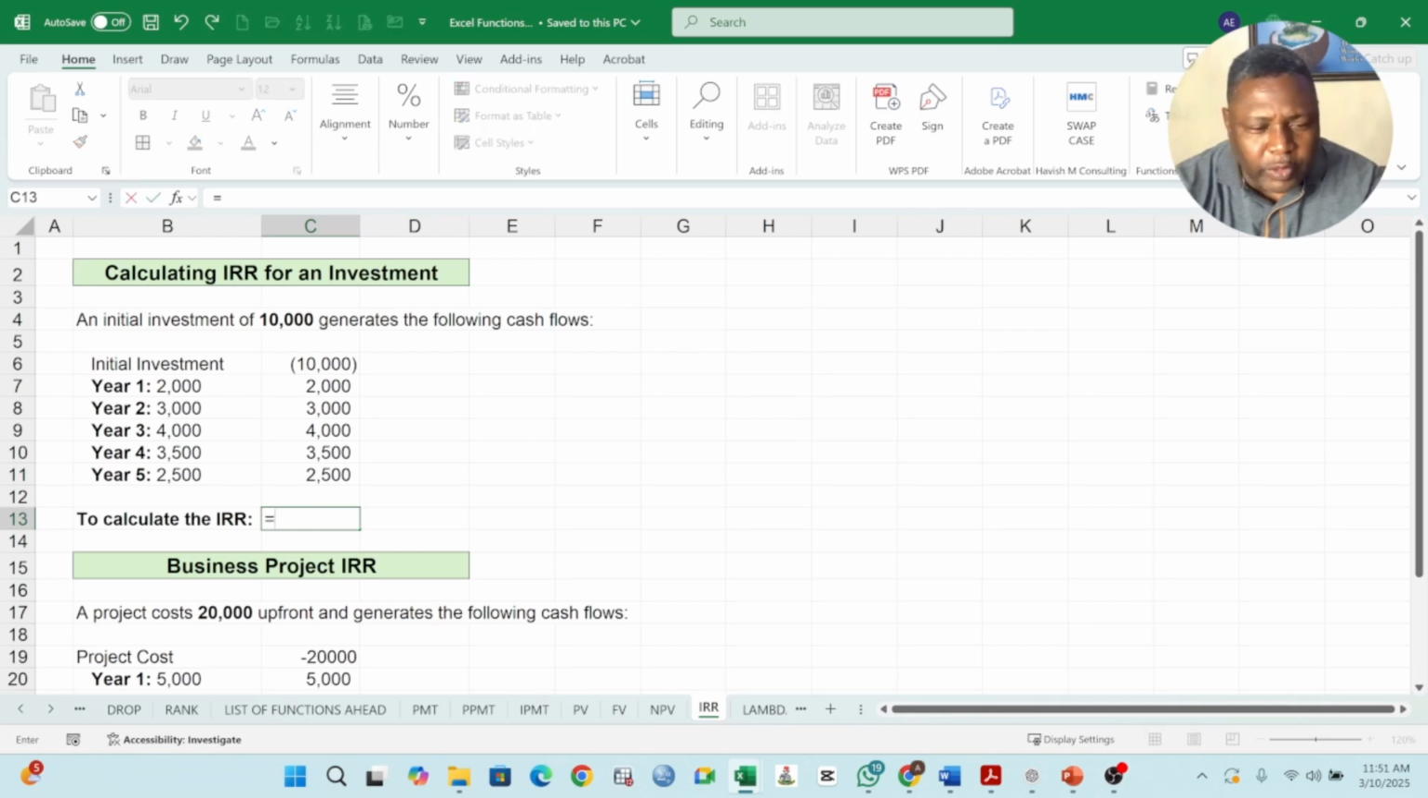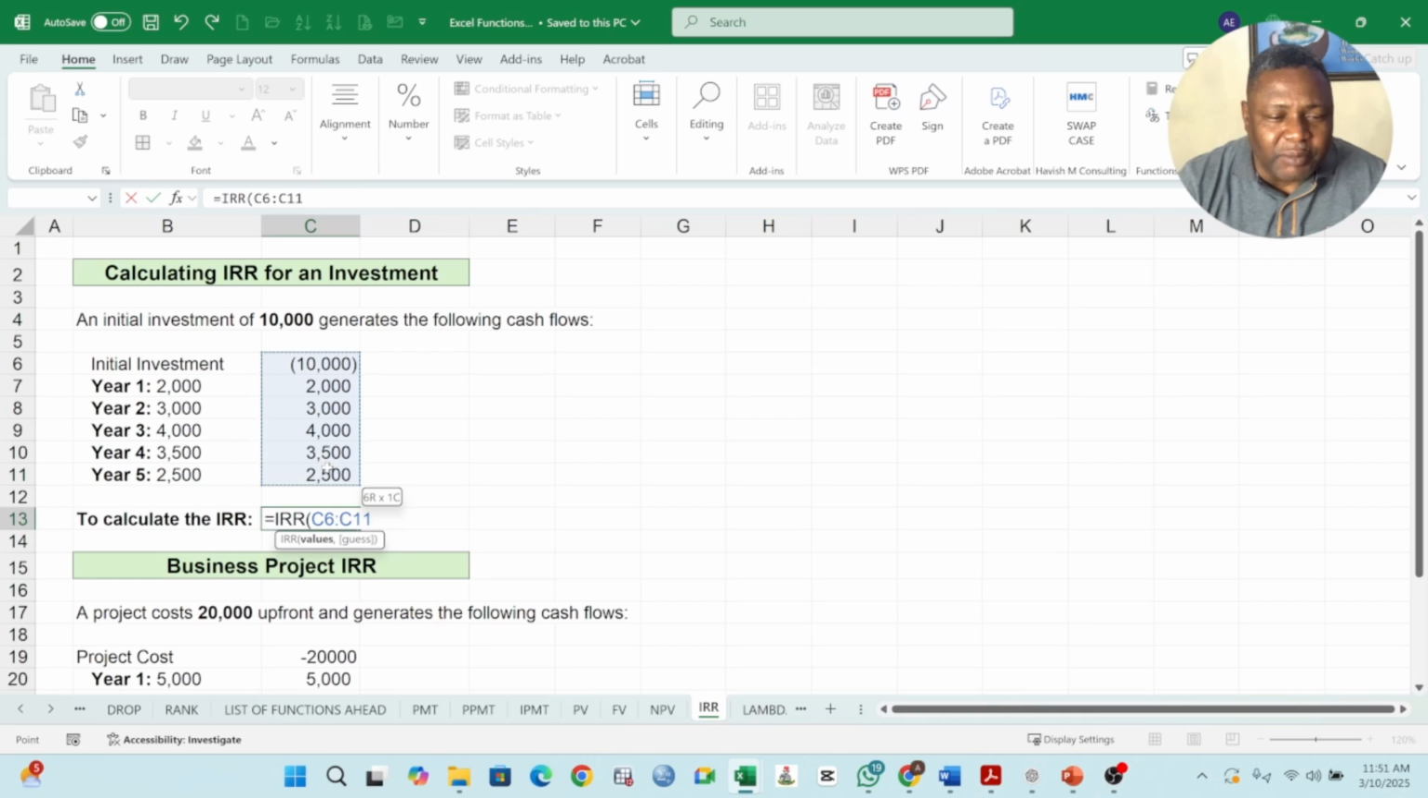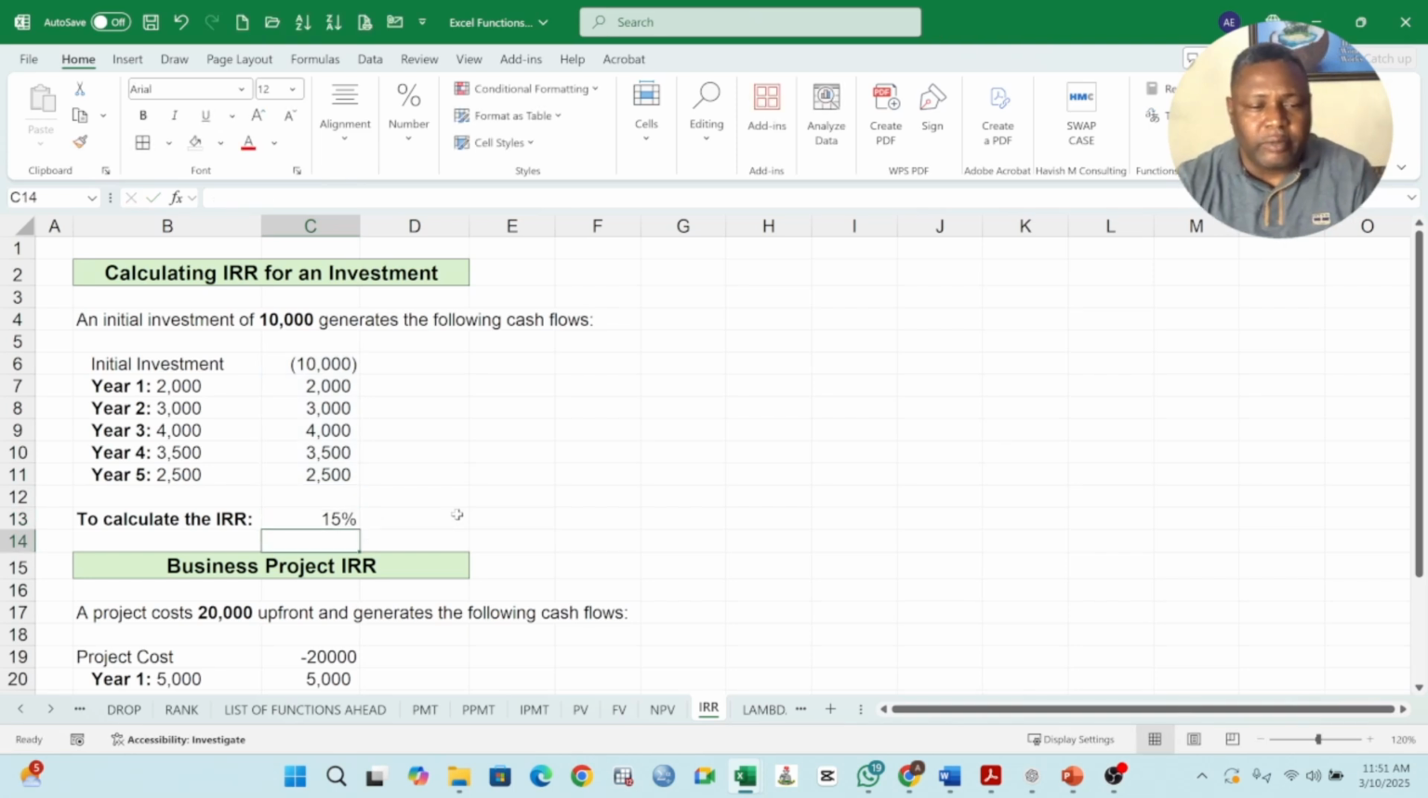So we go with IRR equals IRR. The values you are picking here are the initial investment along with all the projected cash flows. That's all you need, and then you get your rate of return. So your rate of return for this investment is 15%.